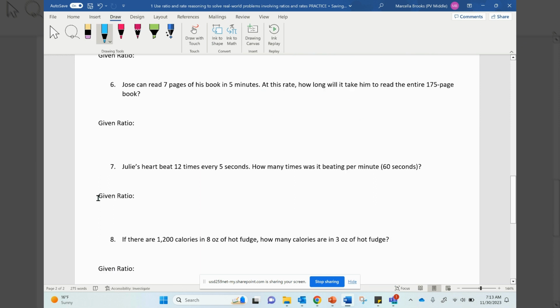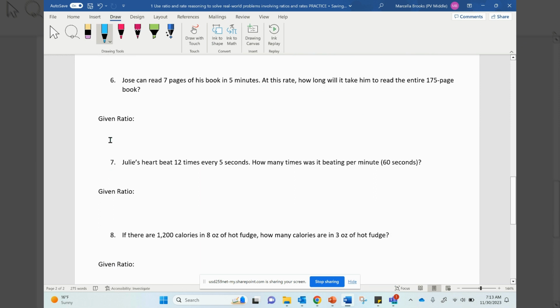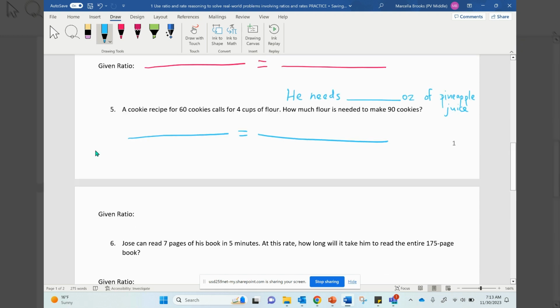Number 6, Jose can read 7 pages of his book in 5 minutes. At this rate, how long will it take him to read the entire 175-page book? Ooh, I forgot to give you your sentence stem on the last one. So you're going to say, you need blank cups of flour to make 90 cookies.